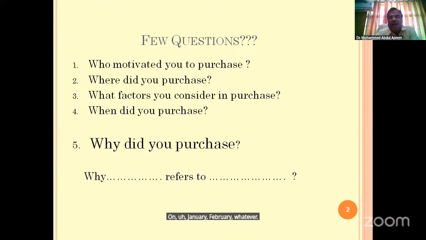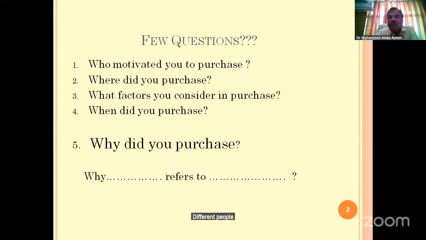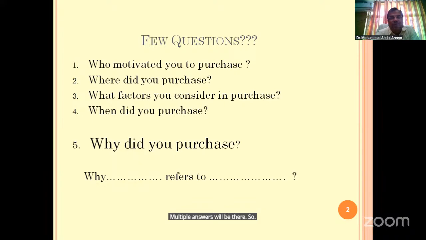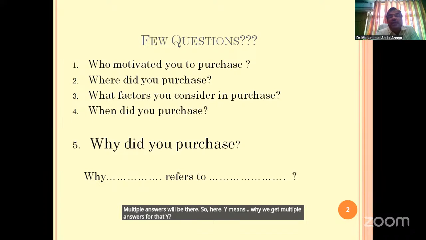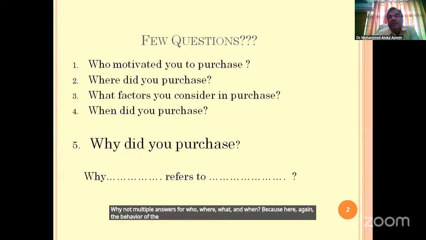Then, when I ask you, why did you purchase? Different people give different answers. One says, yes, there was a need for me. The other says, my wife wants it. The third person says, I felt it is very cheap. Multiple answers will be there. So why do we get multiple answers for that why, and not multiple answers for who, where, what, and when? Because here, again, the behavior of the person needs to be studied.